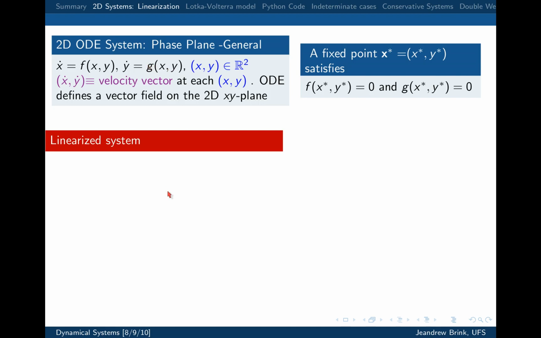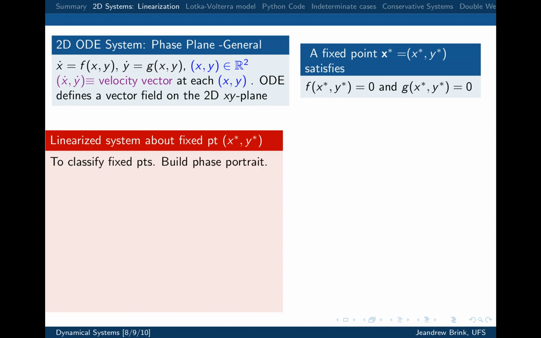So let's just define mathematically what the linear system is. A linearized system is always about a specific fixed point, and we use that to classify the fixed points. We also use it to build the phase portraits. We're now focusing on the system near a particular fixed point. We're going to let u be the deviation of x from that fixed point, and v be the deviation of y from that fixed point.